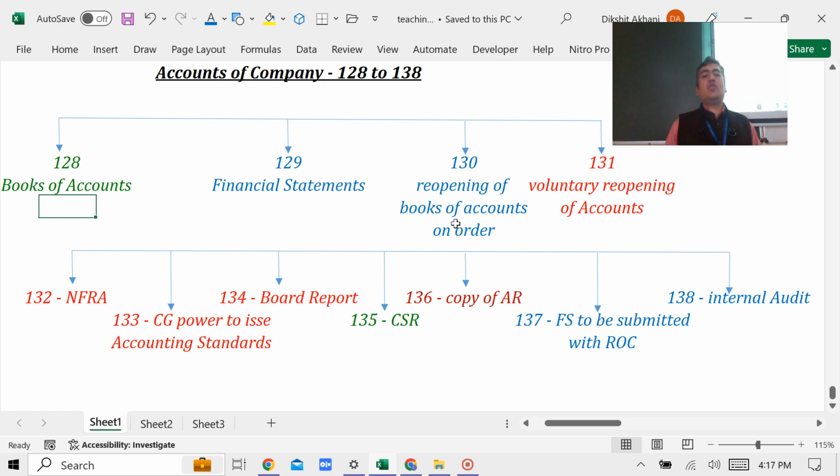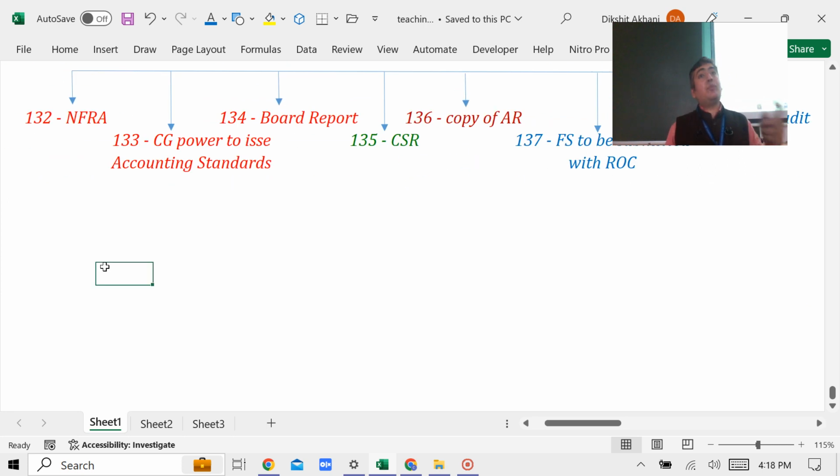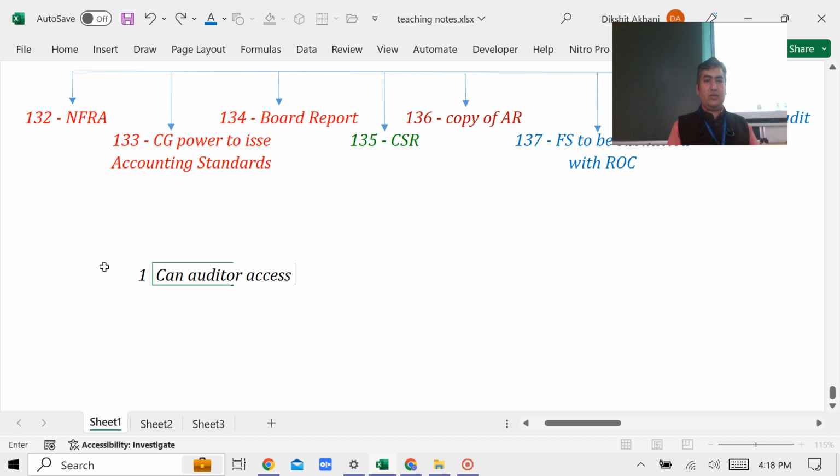So guys, out of section 128, these are the questions possible in the CA Inter exam. Question: can auditor access internal contracts and deeds?